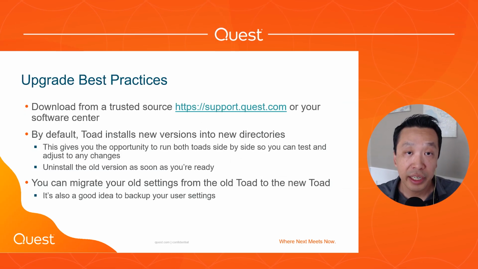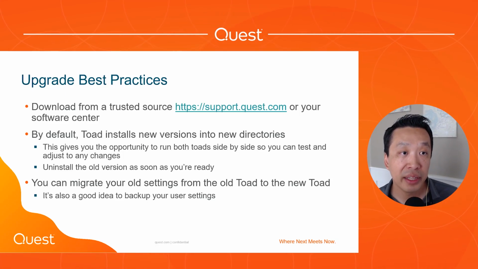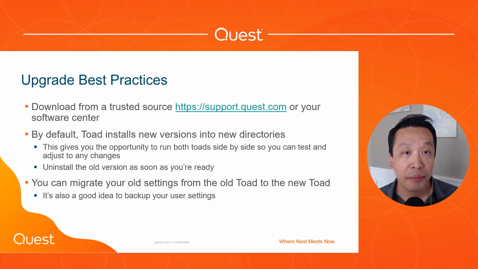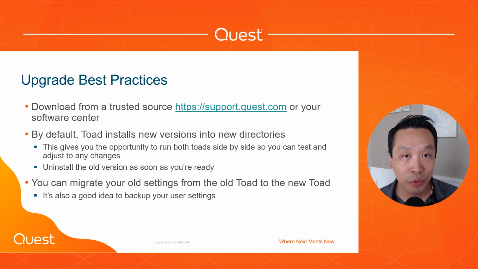Okay, so we're going to go through some examples next. And before we do that, I wanted to have a slide here just to go over some quick tips about the upgrade process. First off, of course, make sure you download Toad from legitimate websites. So if you're trying to download officially from Quest, it's support.quest.com.